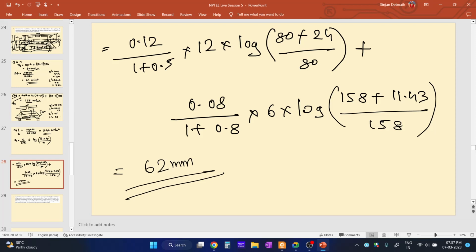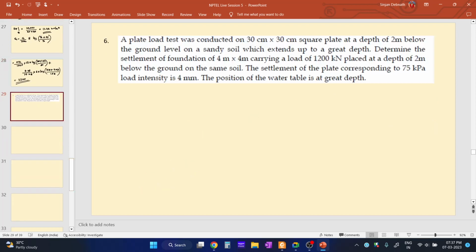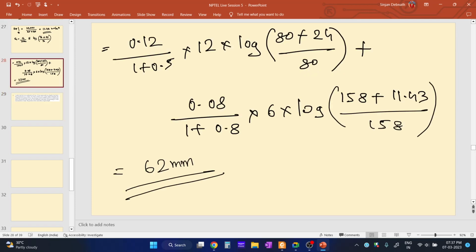So this is the answer. If you have any doubt in this question, please let me know. Here we are just calculating the consolidation settlement for layer 1 and layer 2. After that, we are just summing it up.